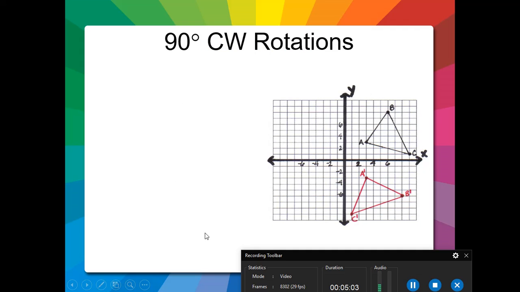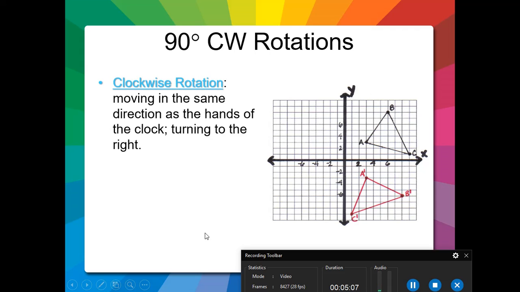Now, 90 degrees clockwise. If you turn it with the hands of the clock, we are moving towards the right. You can see in my image, the original triangle ABC is in quadrant 1. We're turning it to the right, so now it's in quadrant 4. Because we're going clockwise, and this is not the norm in math, we abbreviate it with a negative 90. So negative is bad, I'm going in the wrong direction.